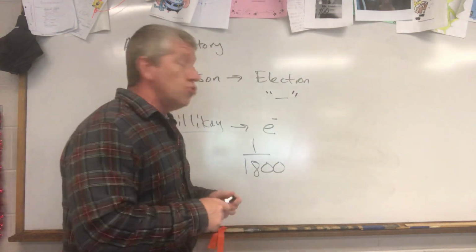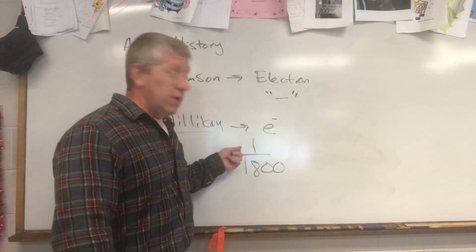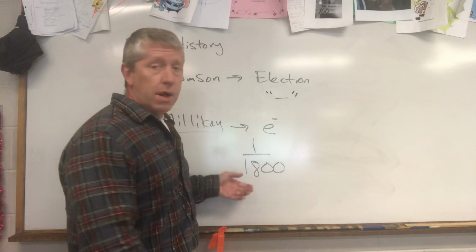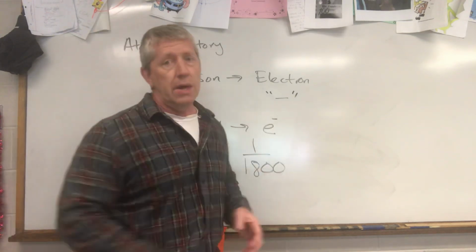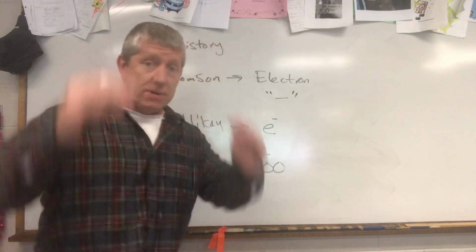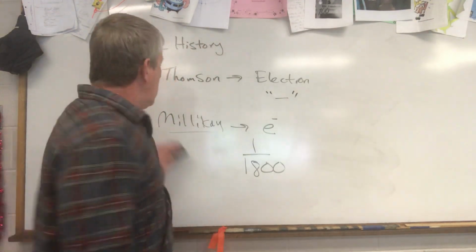or a neutron. So in other words, compared to a proton or a neutron, it's really, really tiny. You would need 1,800 of them in order to make the mass of just one proton. That's why we give it a relative mass of 0. It does have mass, but a relative mass of 0 because it's so small. Okay, that was Millikan.